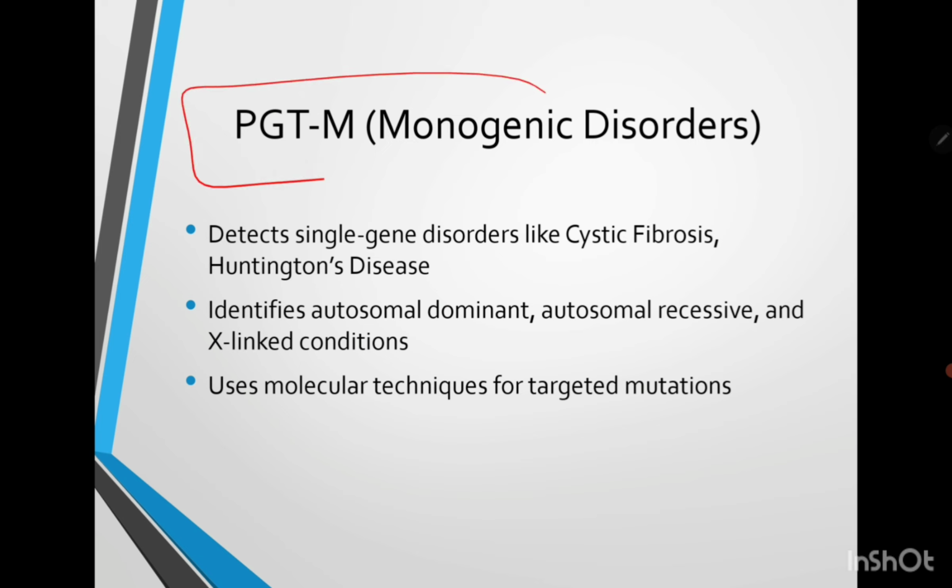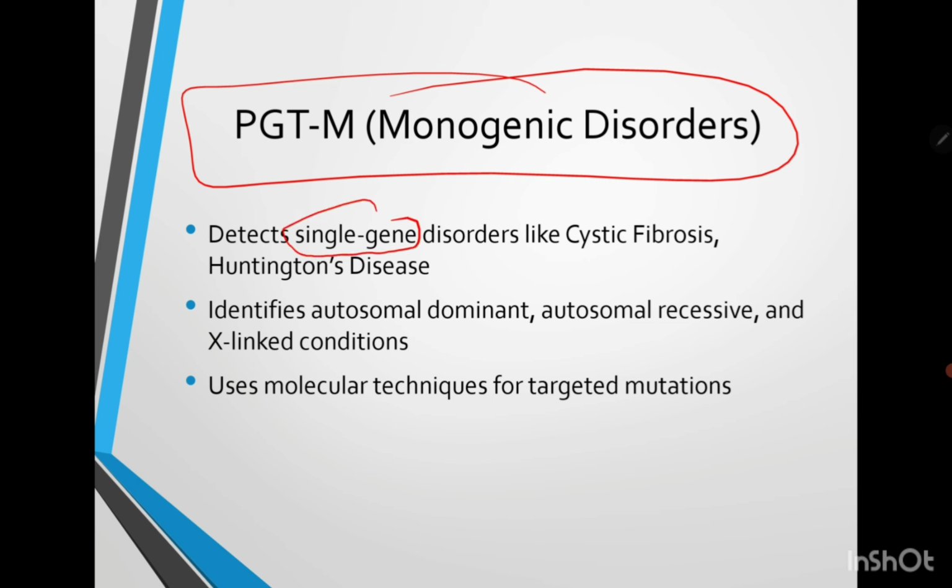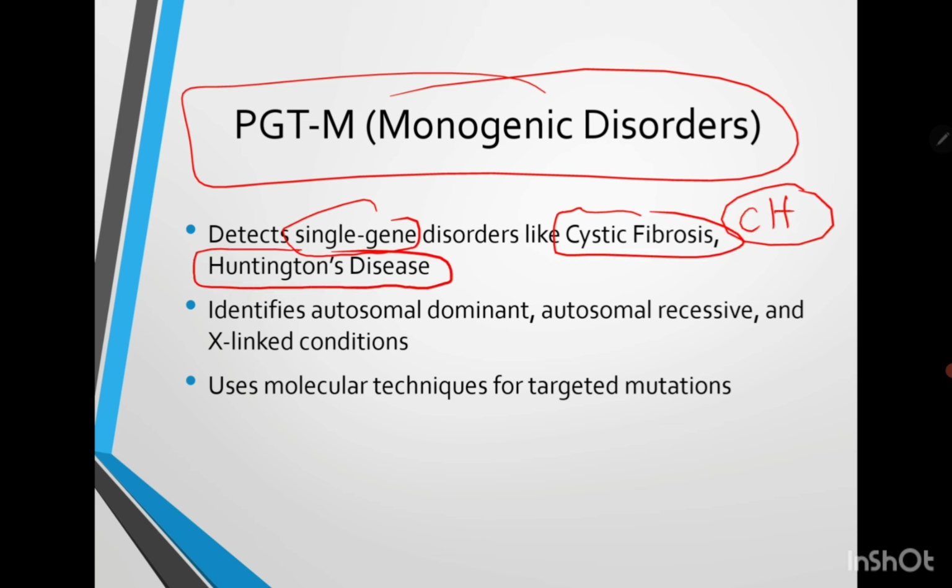First we will discuss PGT-M, monogenic disorder. What are the monogenic disorders? It will detect single gene disorders. What are the single gene disorders? First is cystic fibrosis. Another is Huntington disease. You can remember it as CH: cystic fibrosis and Huntington disease.